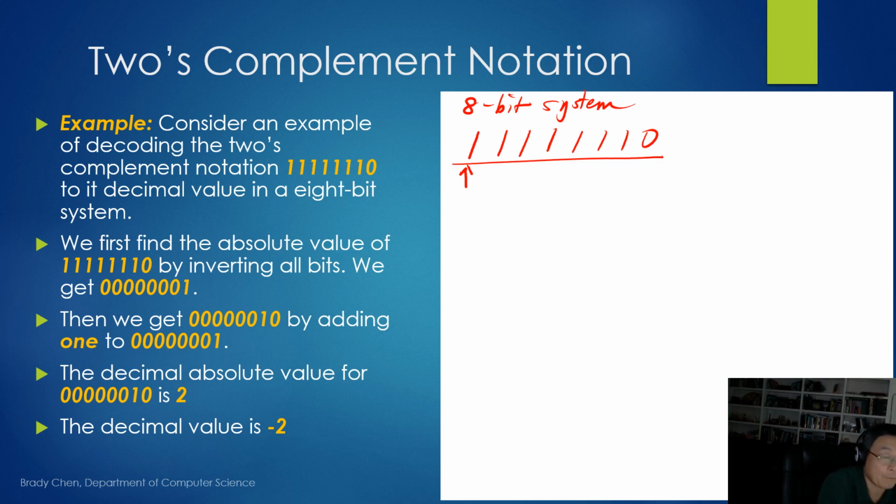So if it's positive, we can directly convert it into binary notation and then convert it into a decimal. If it's negative, then we first need to find out the absolute value of this number. Now, how can we find this absolute value? We simply do the inverting. We invert each of the bits, so 1 becomes 0, 0 becomes 1. Right? So that's the absolute value.